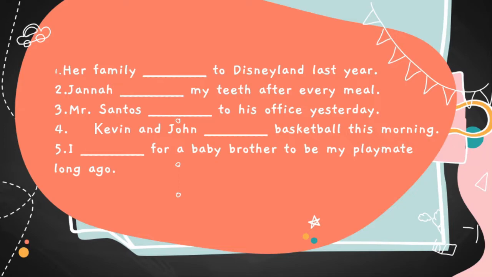Number 3. Mr. Santos blank to his office yesterday. Number 4. Evan and John blank basketball this morning. Number 5. I blank for a baby brother to be my playmate long ago. Finished? Very good. Let's proceed to the next slide.